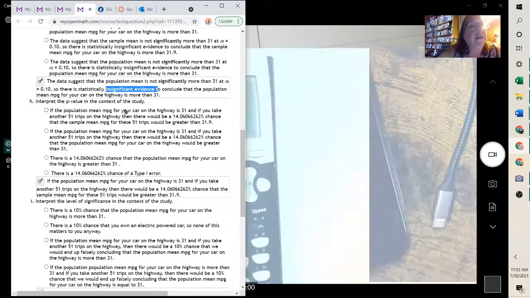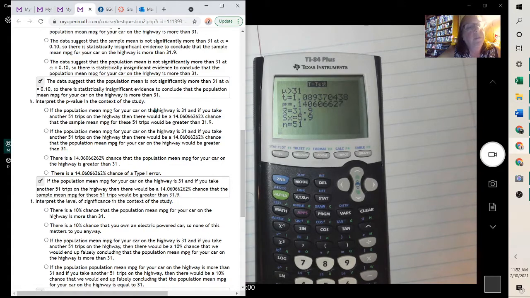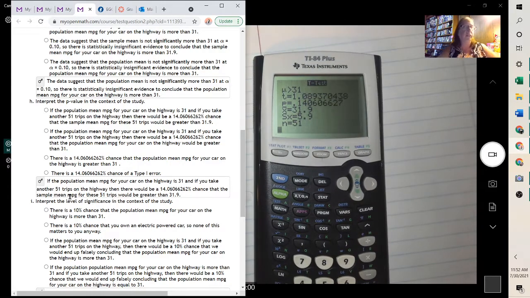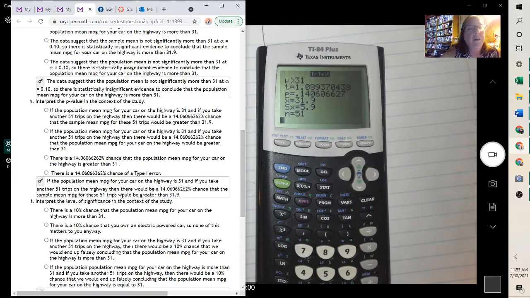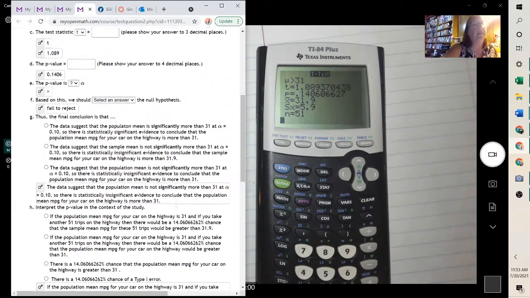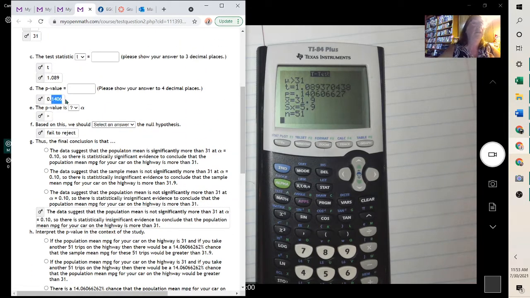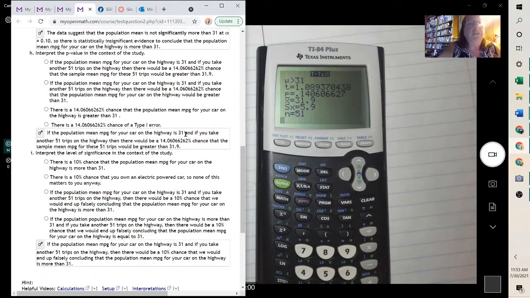Interpret the p-value in the context of the study. So the p-value tells you that the mean average, which was 31, if you take another 51 trips on a highway, there's 14 because you change it to a percent. And the p-value here, if we change this to a percent, we have 14.06. So there's a 14.06% chance that the sample mean miles per gallon will be greater than the 31.9.